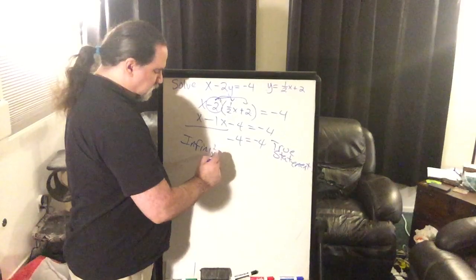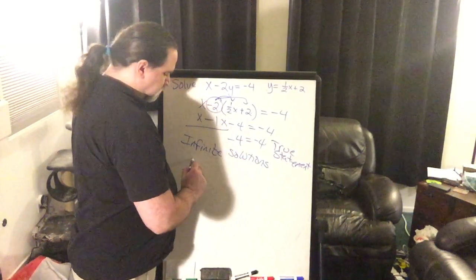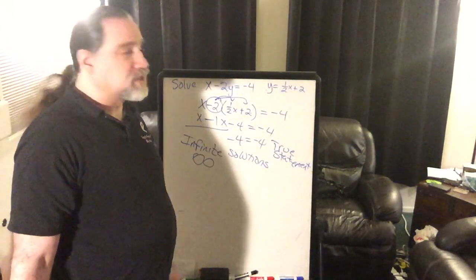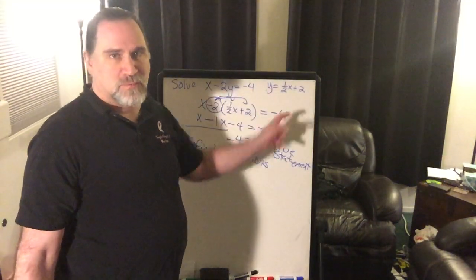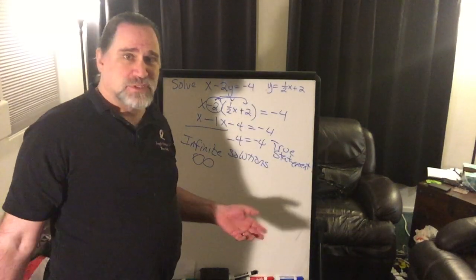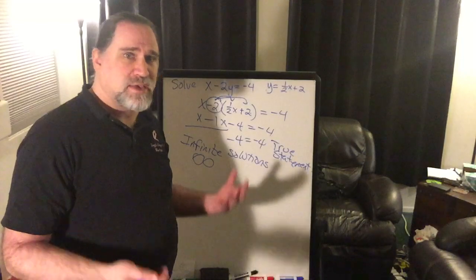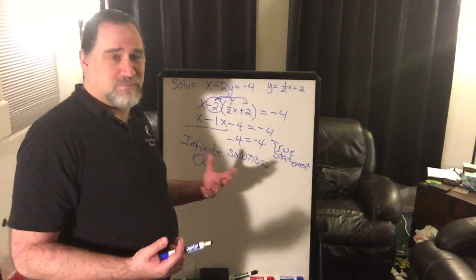infinite solutions. Symbol for infinity. Infinite solutions, because really this is the same equation, just written, one is written in standard form, one's written in slope-intercept, but they're really the same equation. If I made tables, they would have the same values. If I put them on the graph, they would overlap. They're the same exact set of values, just written in different forms.